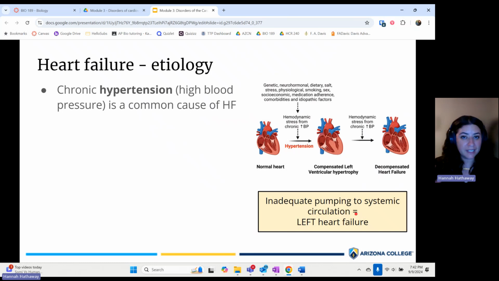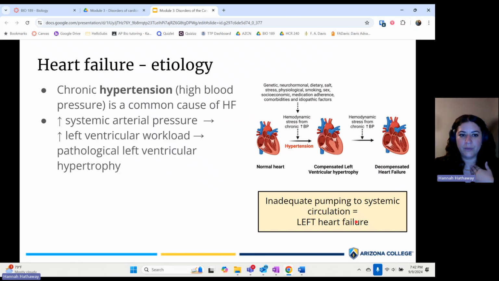So some specific etiologies that can cause this left-sided heart failure, like I mentioned before, hypertension, specifically systemic peripheral hypertension, so hypertension in all of the body. Hypertension is high blood pressure. So once again, that's a narrowing in the arteries. The heart's having to push harder, the left side of the heart specifically, so it is going to get weakened. So increased systemic arterial pressure leads to increased left ventricular workload. So it's having to work harder. That eventually over time will lead to left ventricular hypertrophy.